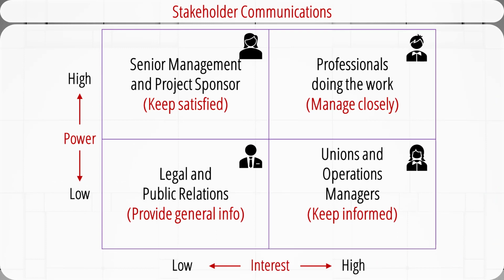How and what is communicated should be based on the stakeholders' interest and power. By identifying stakeholders and prioritizing them on the power-interest map, we can plan the type of information and the frequency of the communications needed.